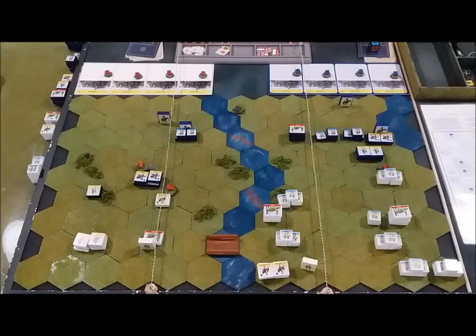So, this again has come down to a battle of attrition more than anything else. The French troops have the better quality, but the quantity of Austrian troops has its own quality as well.